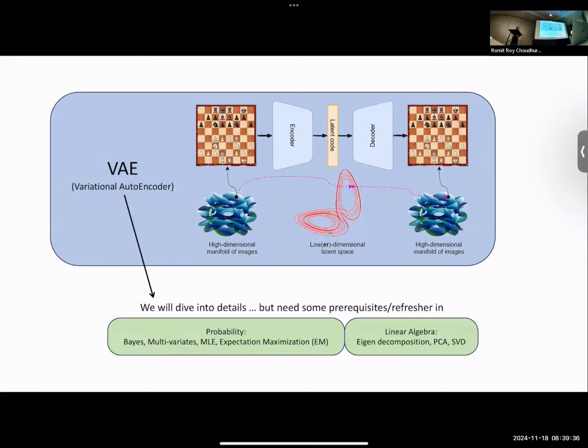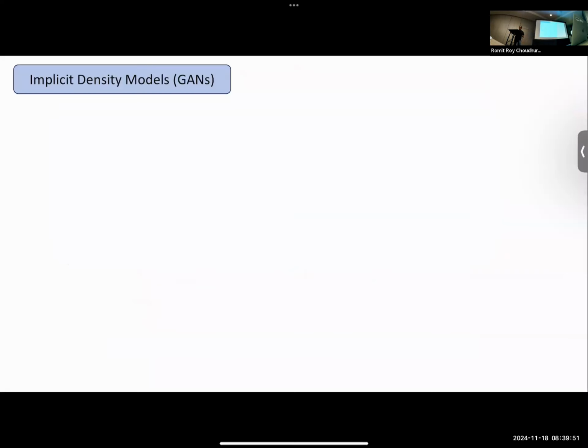And these are called VAEs. We'll dive into VAEs much more closely, but for that, we will need some amount of probability, particularly maximum likelihood and expectation maximization. We will talk about that soon. Okay. Now, questions? Guys, if you can, feel free, please. Yes.